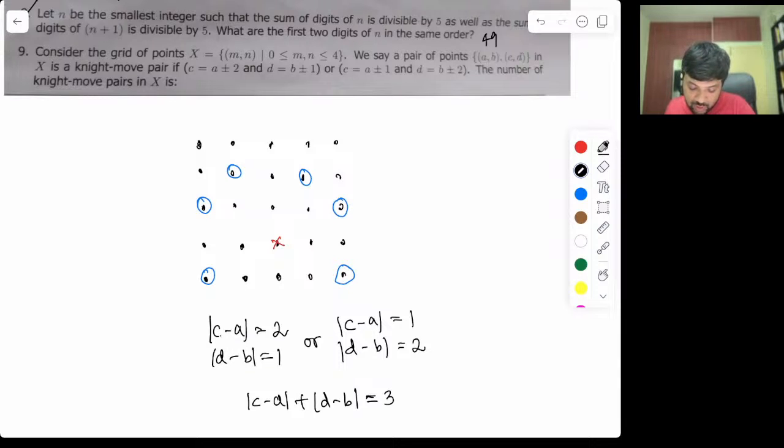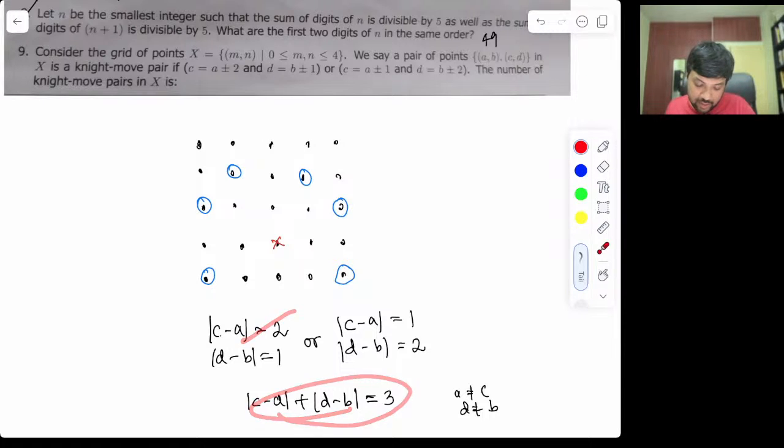Can you find solutions to mod C minus A plus mod D minus B equal to 3, and A is not equal to C and D is not equal to B? That's only, zeros are not allowed, which means the sum should be either only 1 plus 2 or 2 plus 1, right? So now does it just become easy? I don't know yet. I mean, how many choices do you have? Is it way faster now? Hopefully no. So I guess maybe you can't simplify. Even if you write like this, it won't help. You have to do this only, I think.